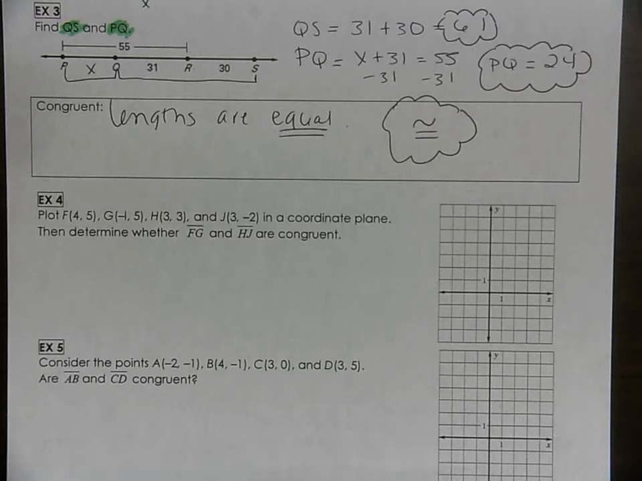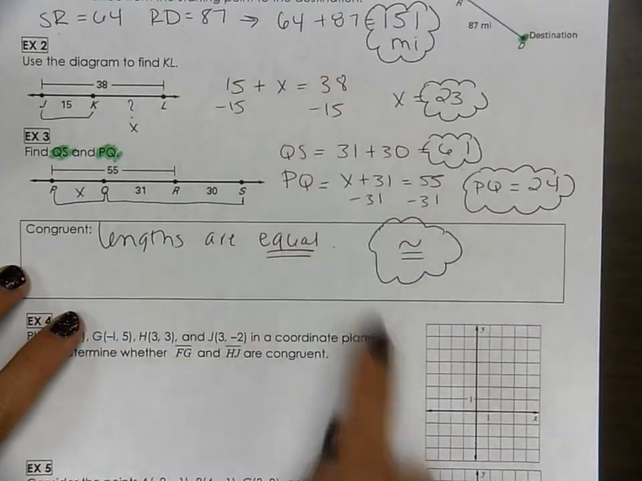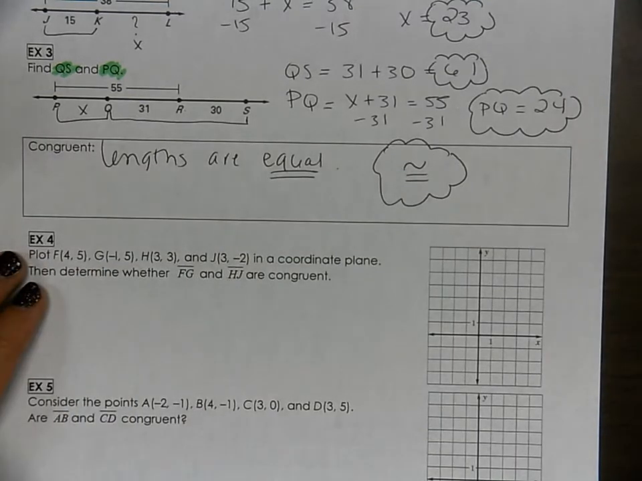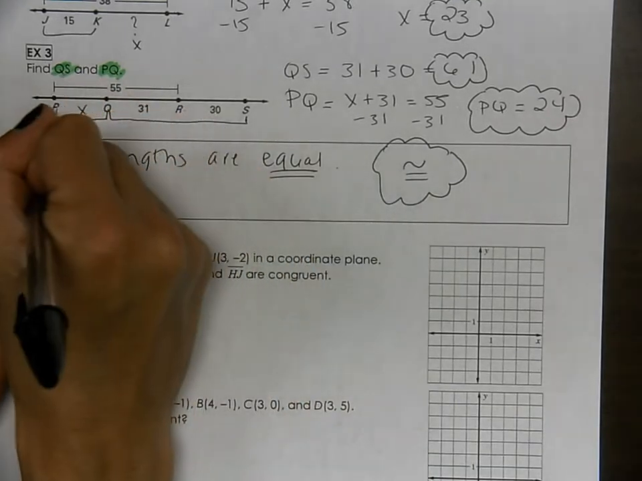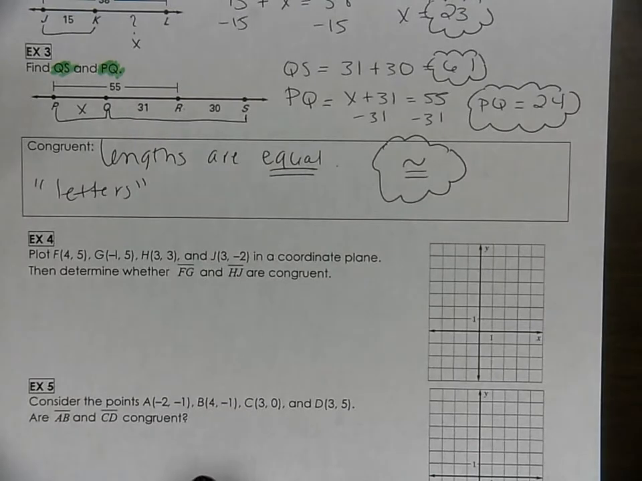Kind of a rule of thumb too, when we're talking about things being congruent, it usually means we're talking about like this segment is congruent to this segment. Notice I use equal signs when I'm referencing numbers. When we're talking about things being congruent, it's usually a segment is congruent to a segment, not 3 is equal to 3. You'll see letters when we talk about congruence. So again, it'll say something like FG is congruent to HJ.